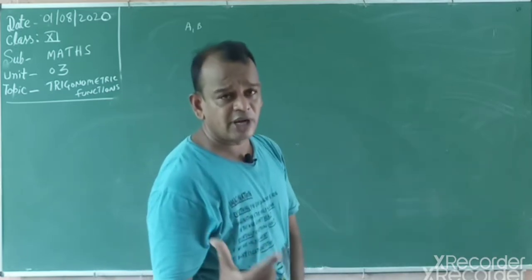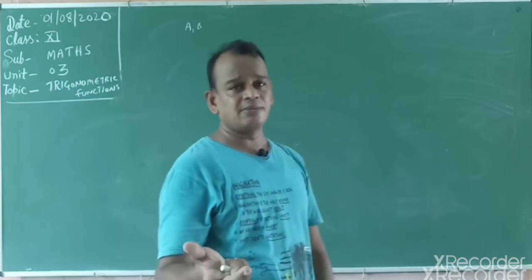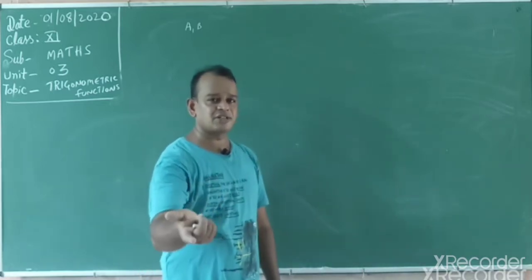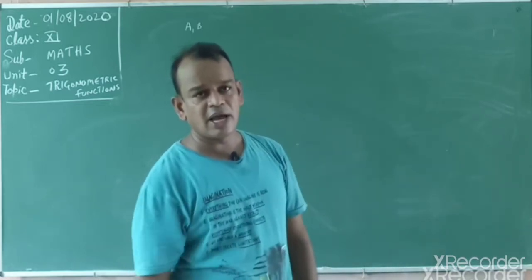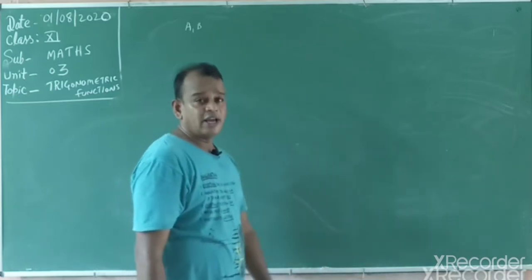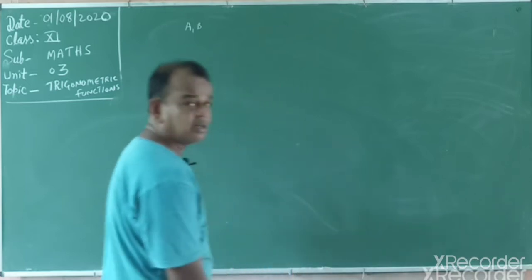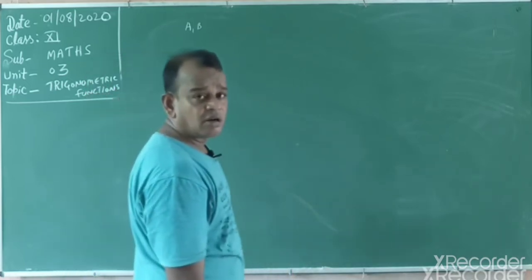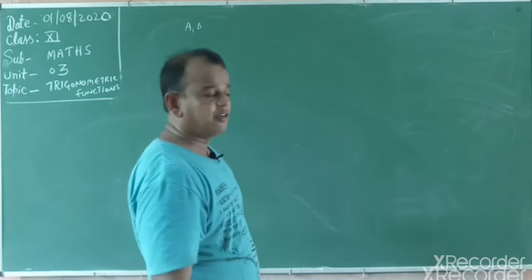What is the meaning of compound angles? It means the algebraic sum. Algebraic means either addition or subtraction. The algebraic sum of two or more angles is said to be compound angles. How do we find the sum and difference of the compound trigonometric functions?